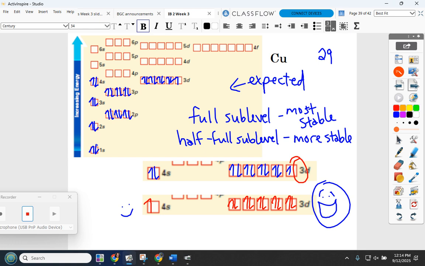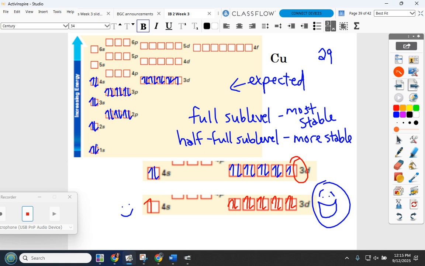But that similarity here and this sort of energy bonus for having a full or a half full sublevel means that we're going to pull one electron out of the 4s in order to give us a very stable full 3d sublevel. And the 4s having 1 electron, not so bad. It's more better to have a full 3d than it is worse to have a half full 4s.